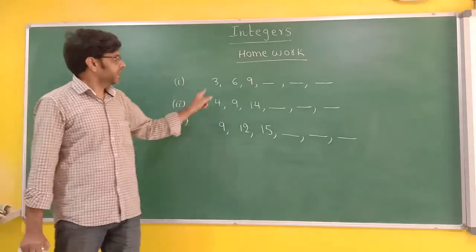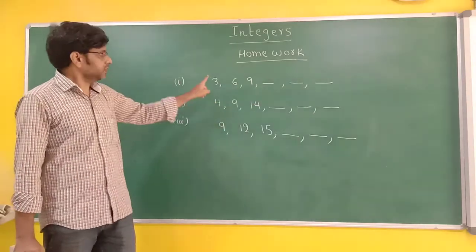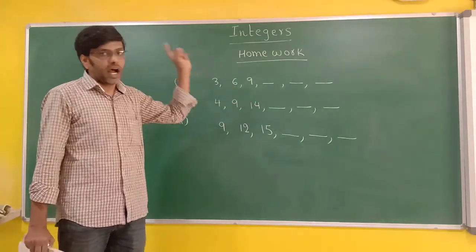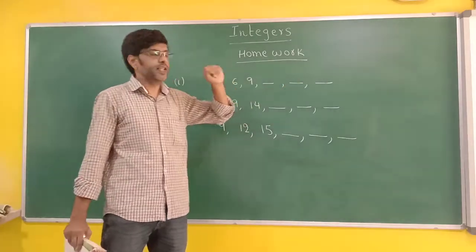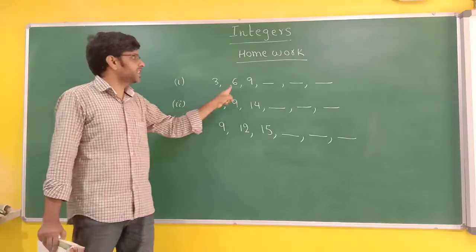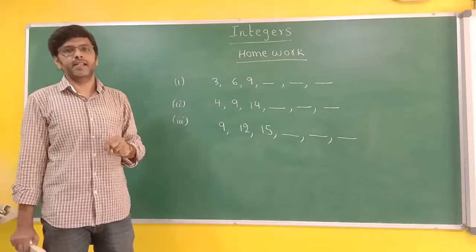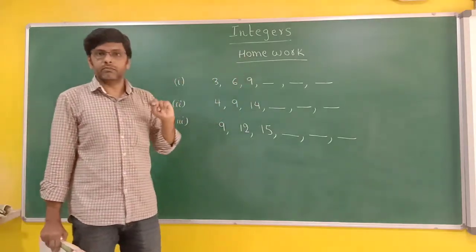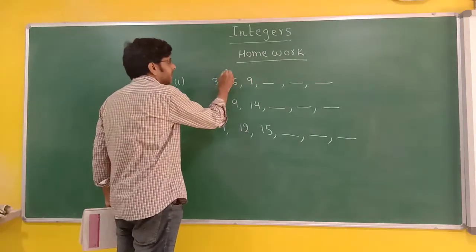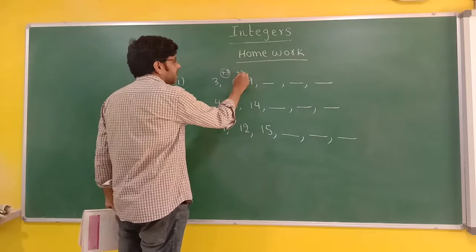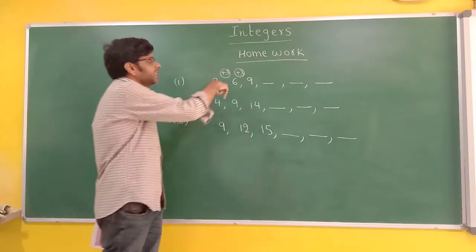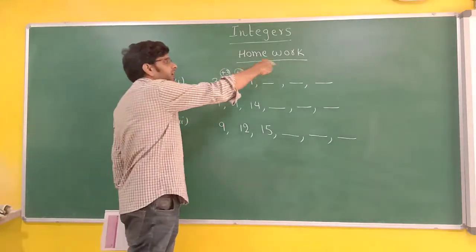Listen carefully. They have given 3 numbers. First number is 3, second number is 6, third number is 9. Observe the pattern in these numbers and you have to write the next 3 numbers. See how 3 becomes 6? 3 plus 3 is 6. How 6 becomes 9? 6 plus 3 is 9. Now what will 9 become? Here we are adding plus 3. Here also we are adding plus 3. Here also we should add plus 3. That is called patterns. Pattern is repeating. So what is 9 plus 3? Like that we have to find the next 3 numbers.